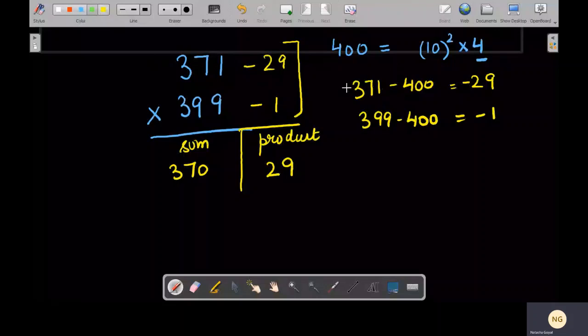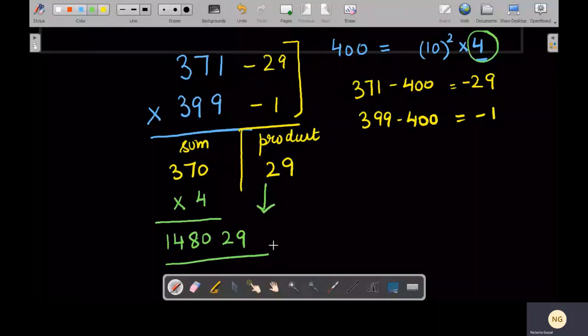Yes, the last step is to multiply this sum with the multiplying factor, that is 4. So we'll multiply this by 4 and we'll get 1480. Now we'll bring this 29 down. So my final answer is this.